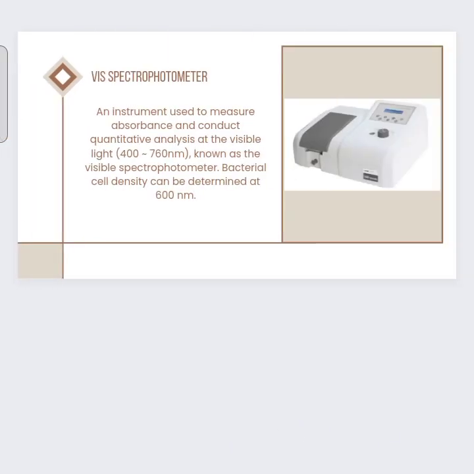VIS spectrophotometer. So this is the first type of spectrophotometer, the VIS. It is an instrument used to measure absorbance and conduct quantitative analysis at the visible light range of 400 to 760 nanometers, known as the visible spectrophotometer. Bacterial cell density can be determined at 600 nanometers.